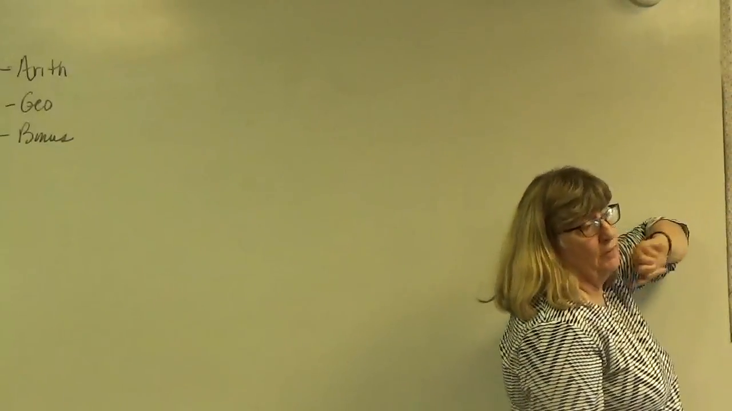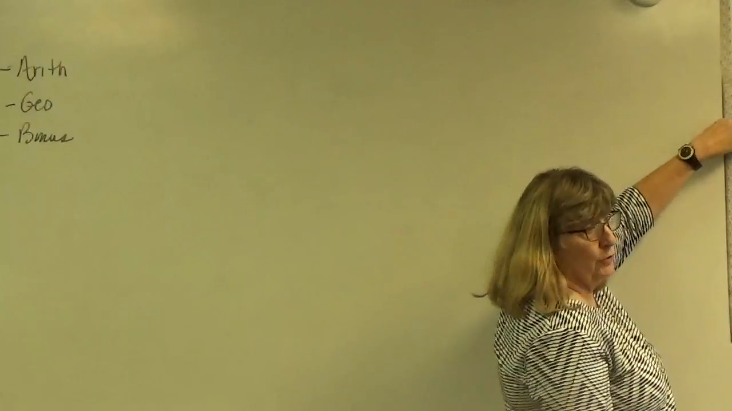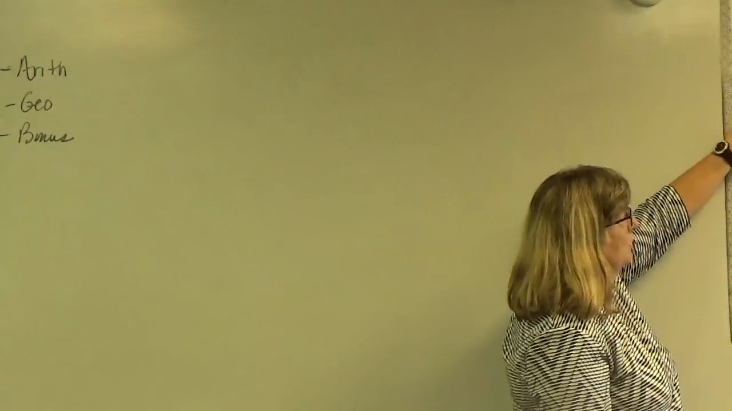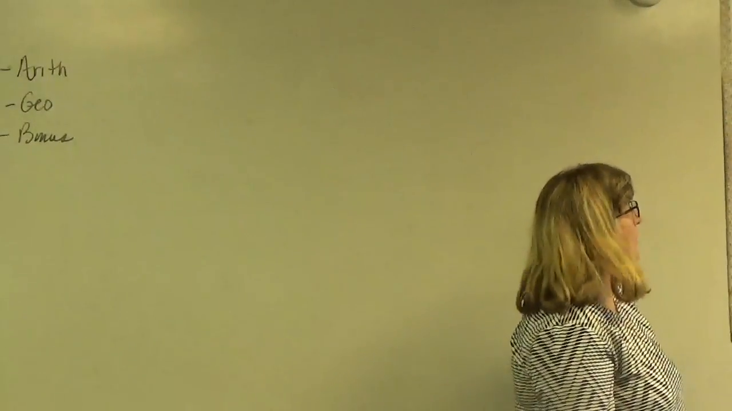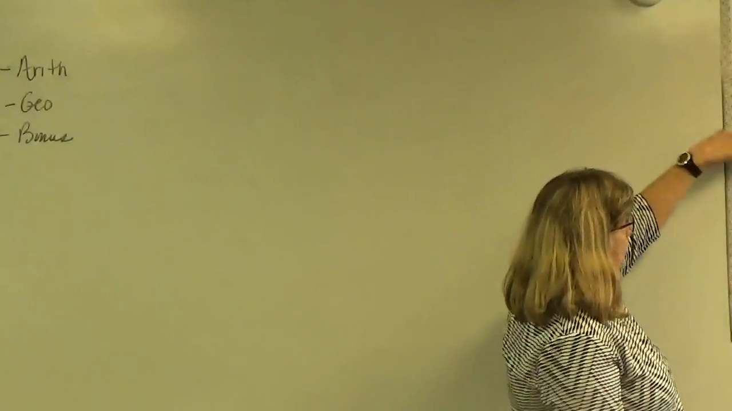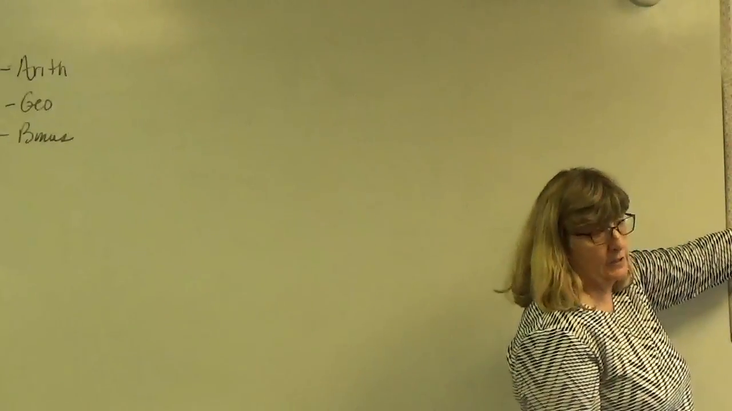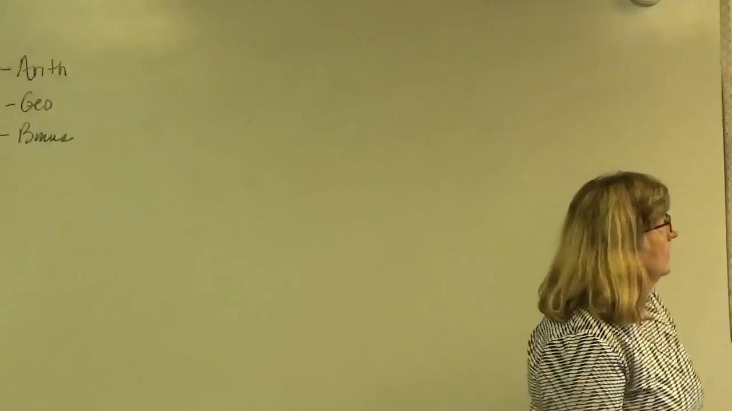Arithmetic, the way you tell you have an arithmetic is you add to get to the next term. The last term formula is a sub n equals a sub 1 plus n minus 1 times the difference. And you can find the difference by taking the second term minus the first term. And also the sum formula is the number of terms divided by 2 times the first term plus the last term. Okay, so that's arithmetic.